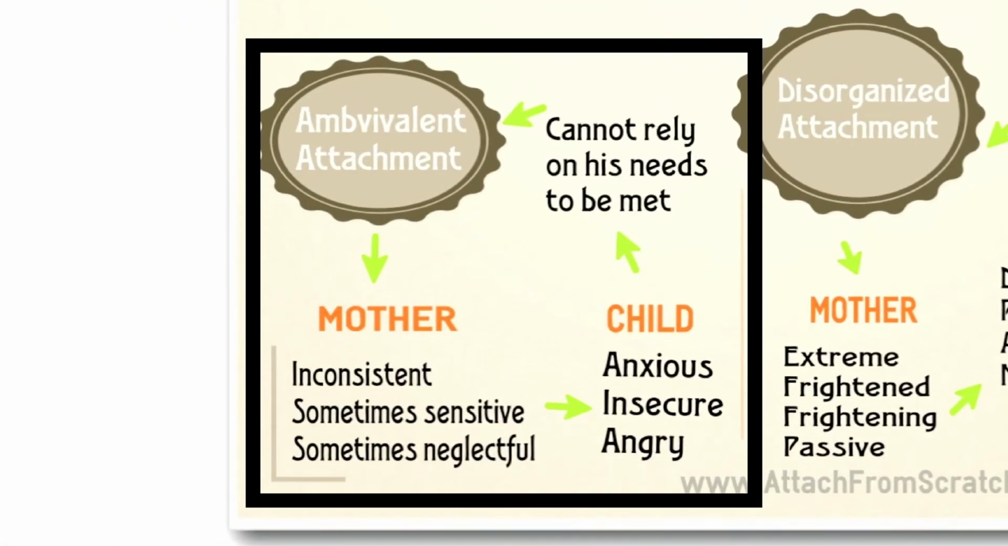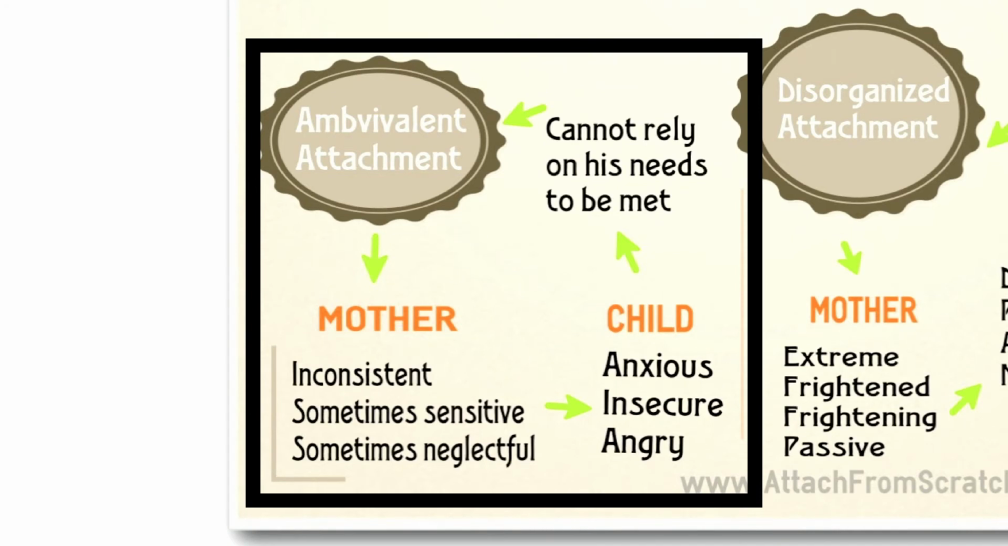Now then we have here ambivalent attachment. This is very similar, but mom's behavior, rather than being consistently detached, sometimes they're sensitive, sometimes they're neglectful, sometimes they're wishy-washy. Sometimes they're really, really involved, and then sometimes they're totally detached. This creates actually one of the more disruptive types of attachments, and that's ambivalent. Actually misspelled on this graphic.